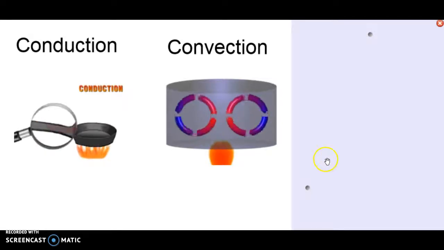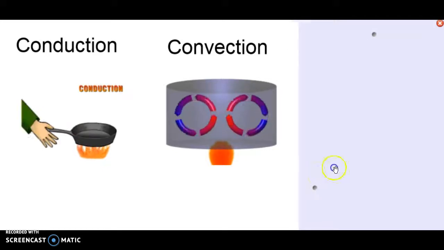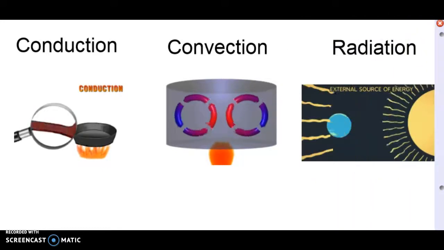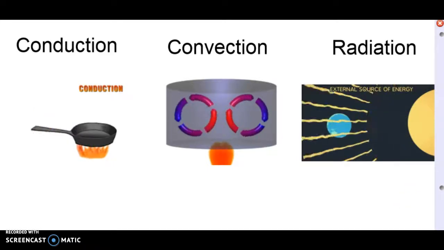Finally, we have reached our last type of heat transfer. Our last type of heat transfer is called radiation. You always wear sunscreen when you're at the beach to prevent the radiation from the sun causing a sunburn.